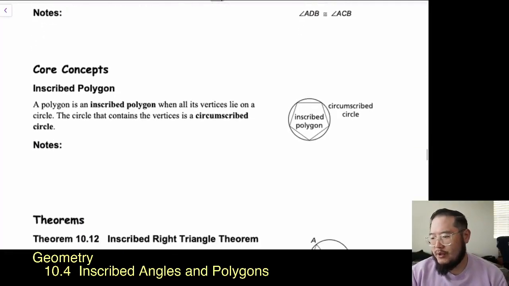All right, once again, we talk about an inscribed polygon. If it's inscribed, it's inside. So we have a polygon that's inside of the circle, or we could also say that the circle is on the outside of this polygon right here.